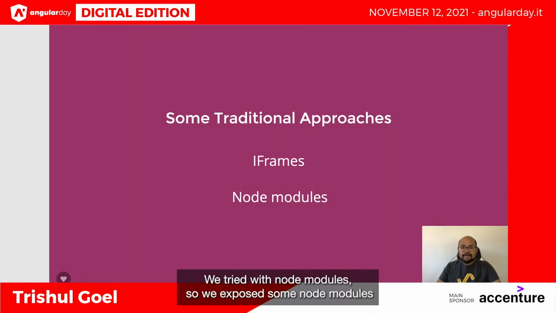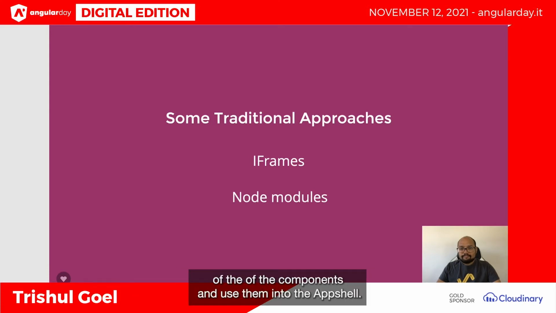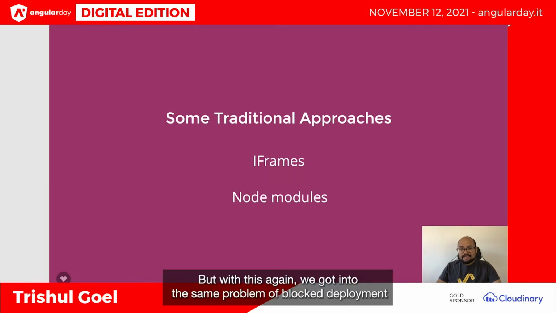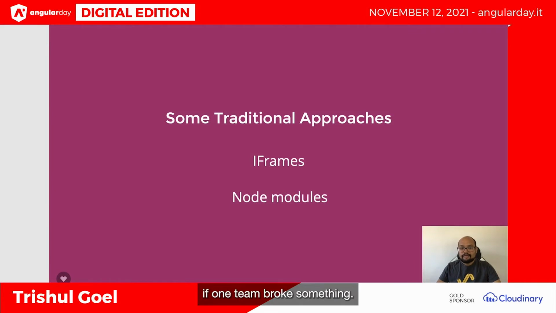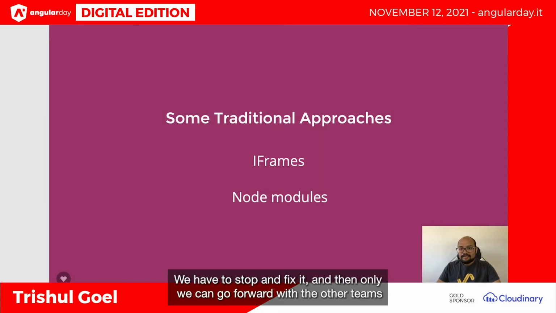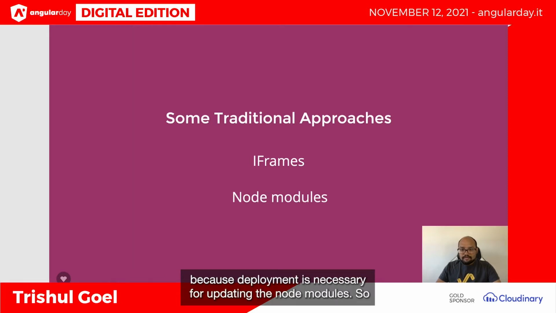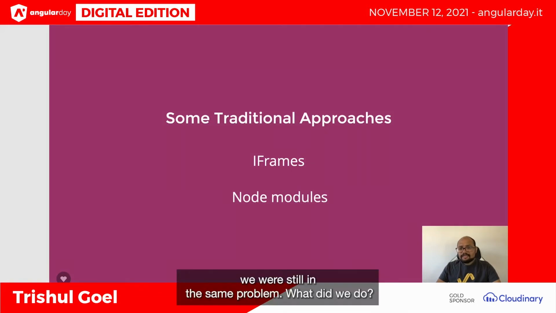For a short while, we tried with node modules. So we exposed some node modules of the components and used them in the Appshell. But with this, again, we got into the same problem of blocked deployment. If one team broke something, we have to stop and fix it, and only then can we go forward with the other teams, because deployment is necessary for updating the node modules. So we were still in the same problem.